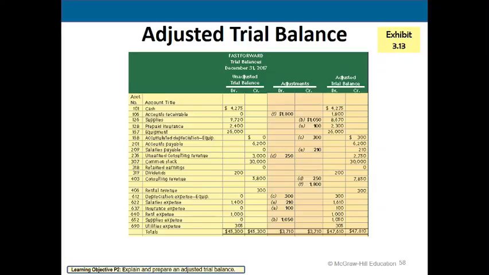Notice that the debit and credit amounts are exactly the same after adjustments. In this example, the debit balances of all accounts equal a total of 47,610, and all the credit balance accounts equal 47,610. So after all the adjustments, our debit balances and credit balances are still equal to each other. In other words, they're still in balance, just like we have talked about, with the accounting equation.